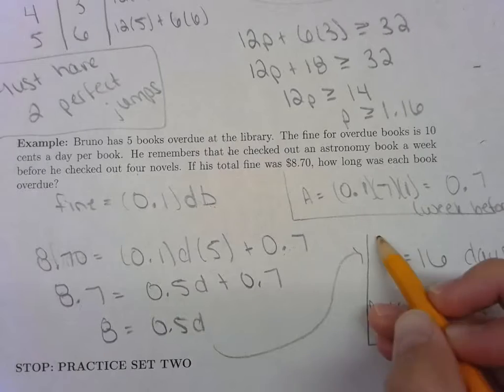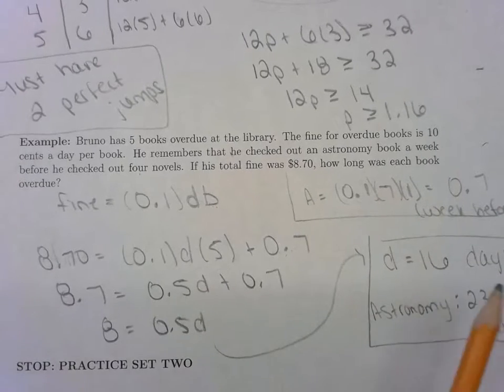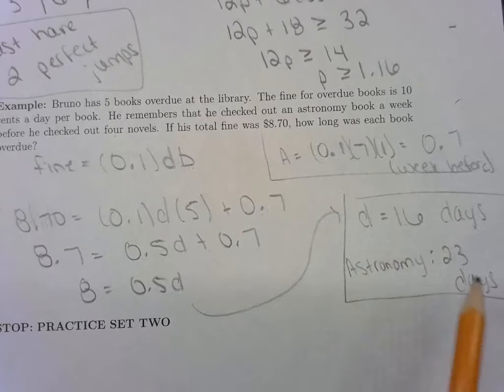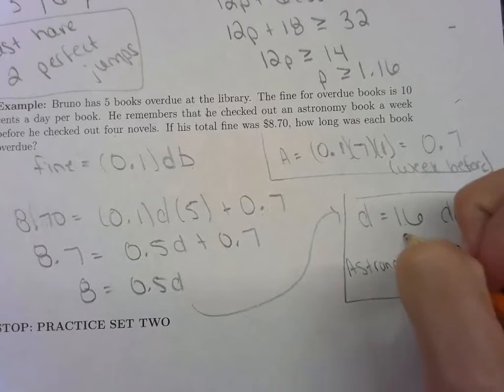So don't forget, it says how long was each book overdue. So the 4 books that he checked out on the same day were overdue for 16 days, the astronomy book for 23, because that was plus 7 here.